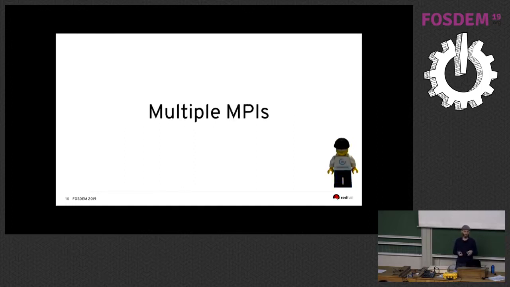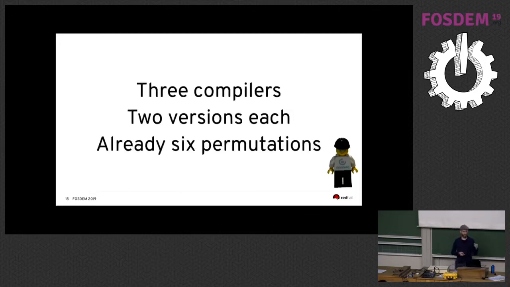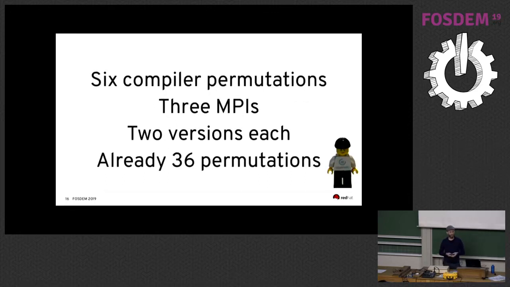The same goes for MPIs. You have different implementations of the standard, and there are different versions, and different people need different versions, different implementations. And this goes on and on up the software stack for libraries. You need them all in multiple versions and so on. One small example I want to make here is if you have 3 compilers and each in 2 versions, you already have 6 permutations of compilers you want to install. And if you multiply this by 3 MPIs, 2 versions each, you already try to provide 36 permutations of MPIs with the different compilers.